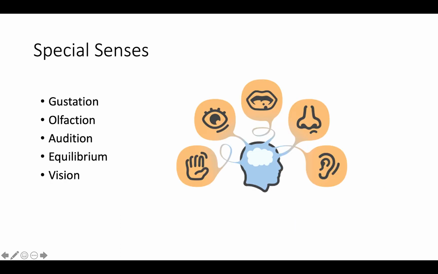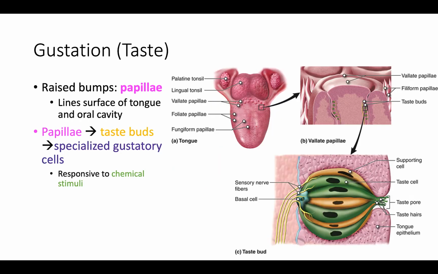So that covers general senses, and now we can start getting into each category of the special senses. As you can see here, we have 5 different special senses. We have gustation, which would be taste. We have olfaction, which will be smell. Audition, which is hearing. Equilibrium, which is your balance. And then vision. And we'll get into each one of these more closely.